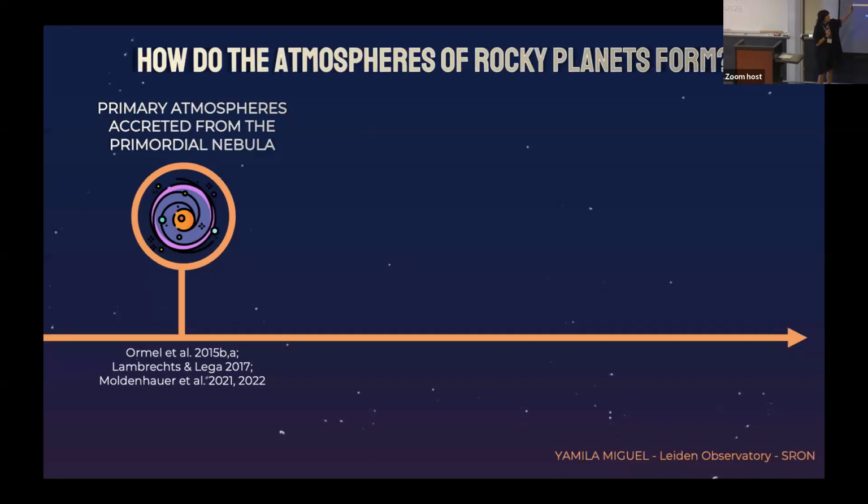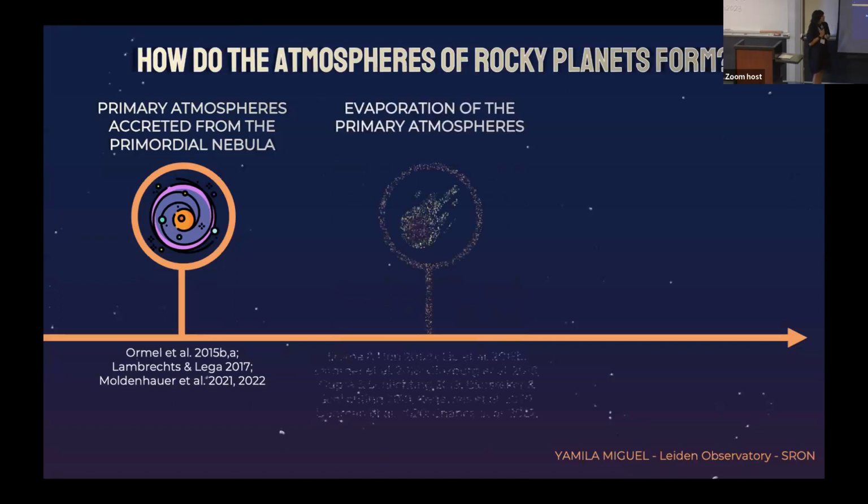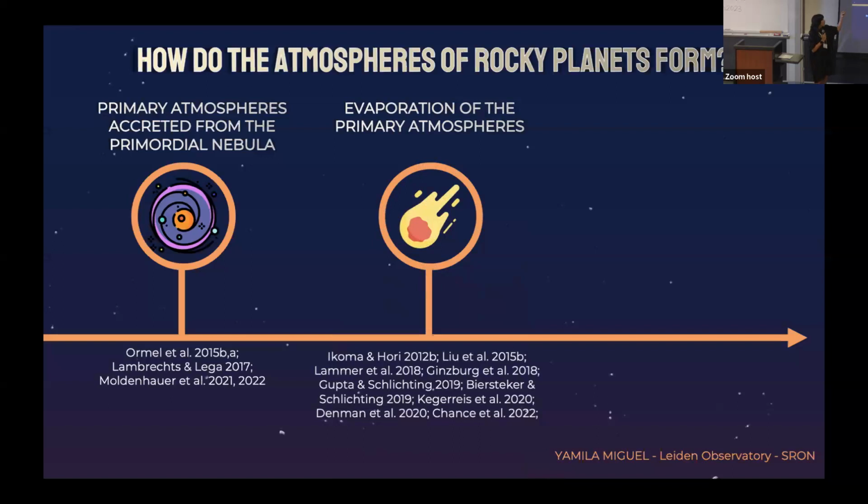So this is really the first millions of years of the formation of these planets. But then, of course, we have billions of years more of evolution, and that is really what shapes the atmospheres that we see today. So what happened next, I'm not going to go much into that because we will have a talk about that. But what happens is that these primary atmospheres might be eroded away because of the interaction with the star, because of impacts, because of the energy that the planet still has from the formation.